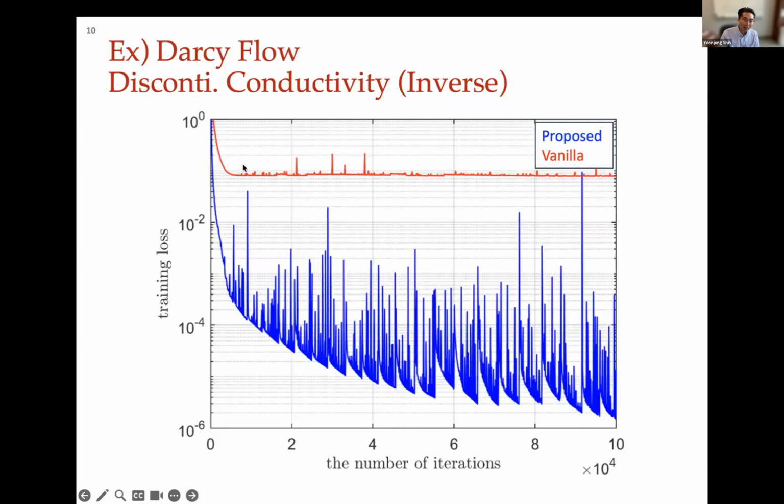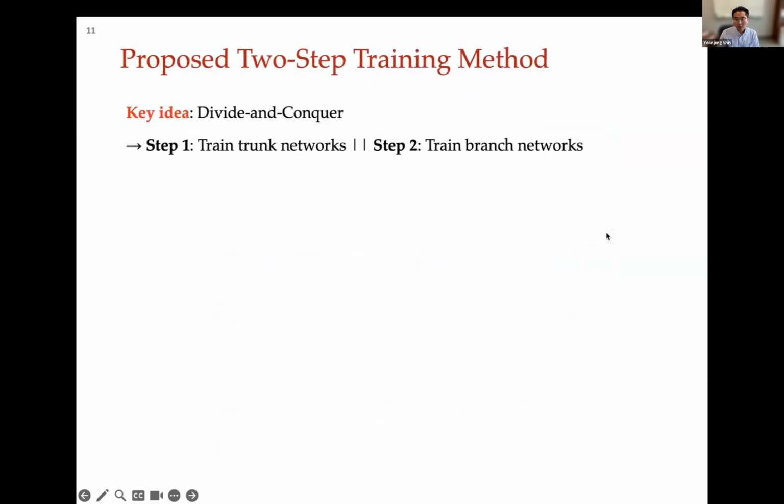So this is a training loss versus the number of iterations. Here red indicates the standard training way of DeepONet. So just apply ADAM and the loss function that I showed you, and this is what you get. It is somehow stuck at the level of 10 to the minus 1 and seems to have no improvement after that. And this blue one is the proposed one I am going to introduce in more detail. In terms of the training loss, we are 5 orders of magnitude smaller when compared to the standard way. So that is the one motivation.